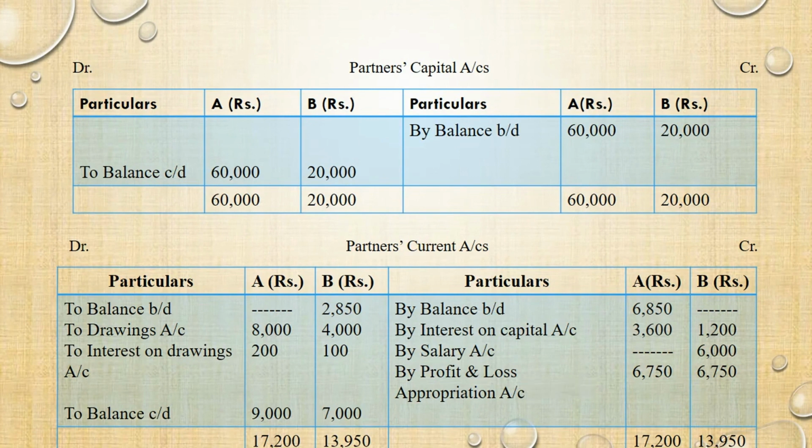Let us go to the debit side. As you know, drawings will come, that is 8,000 for partner A and 4,000 for partner B. Next is interest on drawings, 200 for A and 100 for B. So after writing these debit and credit items, just find the balancing figure. That will be your closing current account balances, 9,000 for A and 7,000 for B. So this is how you prepare partners' current accounts. Hope it was clear.